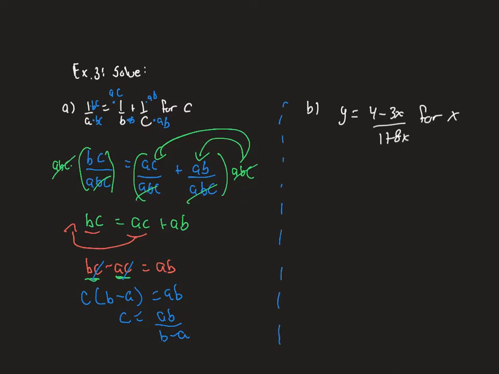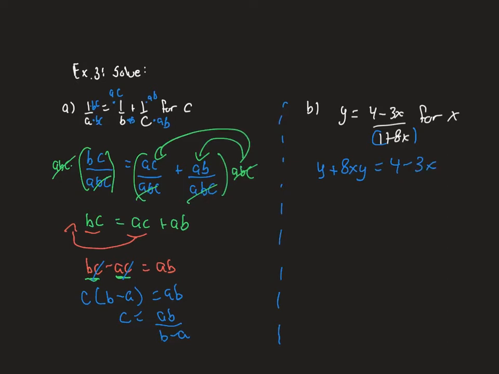Lastly, for this one here, this one's a little bit more involved. Again, you want to get rid of fractions first. So you're going to end up having here y times this bottom here. Okay? So let's do that. I'm actually going to multiply it out at the same time. So y times 1 is y plus 8xy is equal to 4 minus 3x.